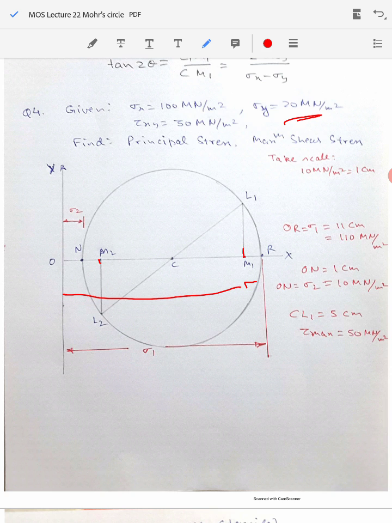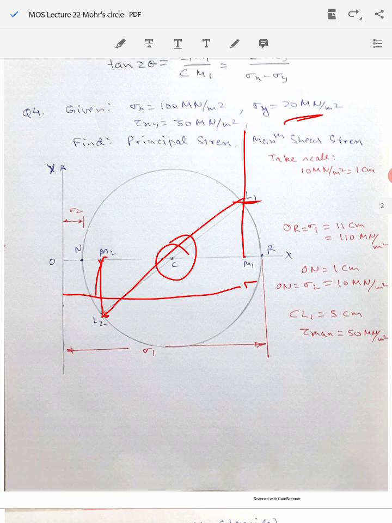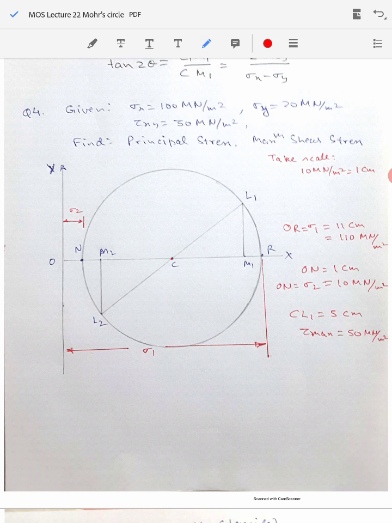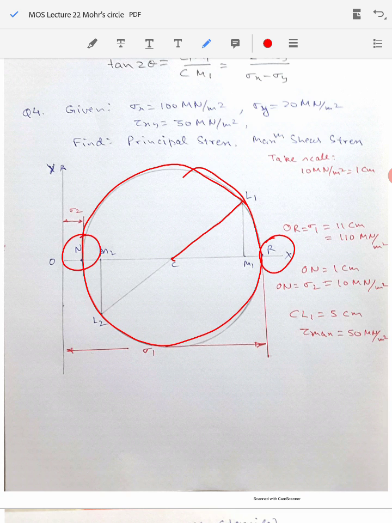Now from point M1 we will draw a perpendicular line, and on that perpendicular line we will cut off 3 centimeter, to represent the tau xy value, which is 30 meganewton per meter square. Similarly, we will draw a vertical line downwards and find the point L2, which is again at 3 centimeter distance. We will join the points L1 and L2 by a straight line, which will cut at the center, C. Using C as the center and CL1 as the radius, we will draw this circle. This circle will cut here at points R and N respectively.